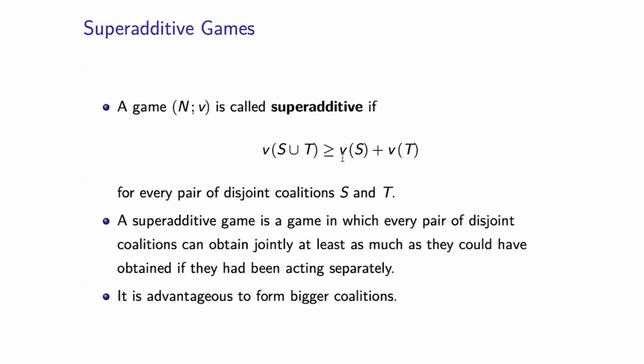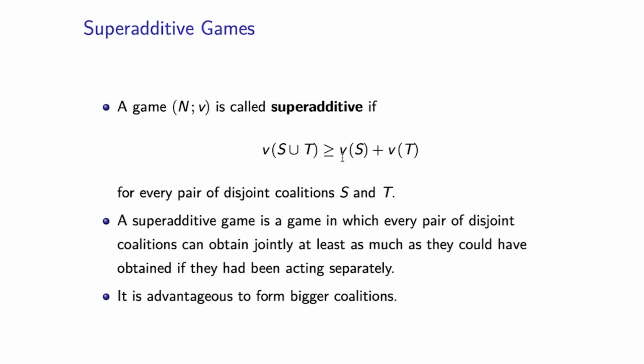Okay, so what does that mean in words? So this is basically saying that a superadditive game is a game in which every pair of disjoint coalitions can obtain jointly at least as much as they could have obtained if they were acting separately, right? So basically this is ruling out situations where if you combine a larger group consisting of several smaller groups, you're going to get less than you would have got if you had just kept the separate groups separately, right?